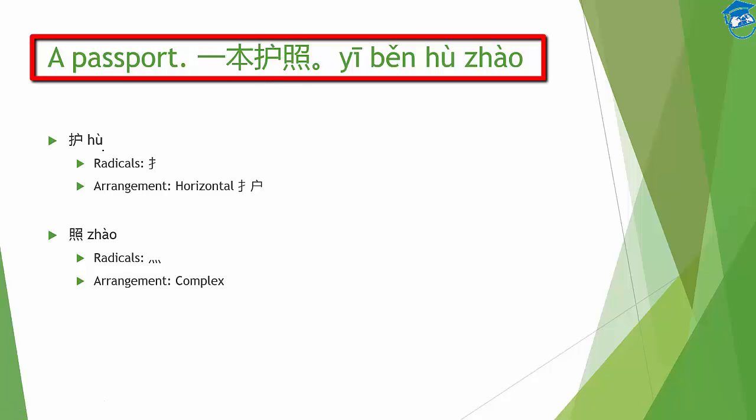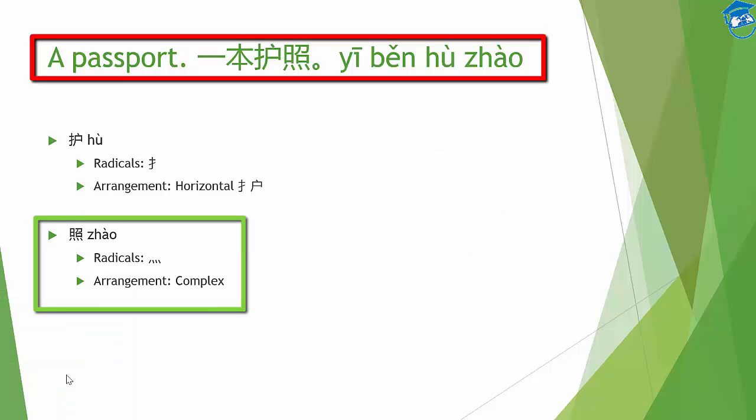护, it has its own meaning, but for now I'm just going to introduce the word 护照 for you, so I'm not going to put any meaning here for now. And the radical is this one. The arrangement is horizontal with these two components. So here is how I write 护. 1, 2, 3, 4, 5, 6, 7. 护. Okay.